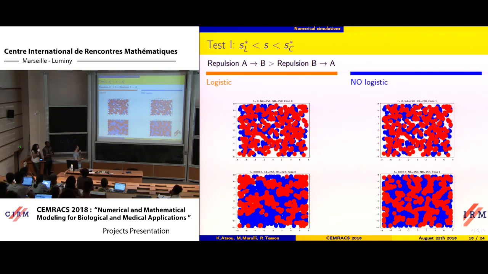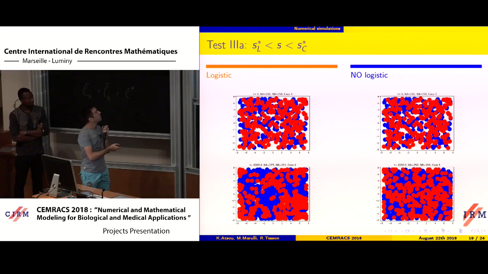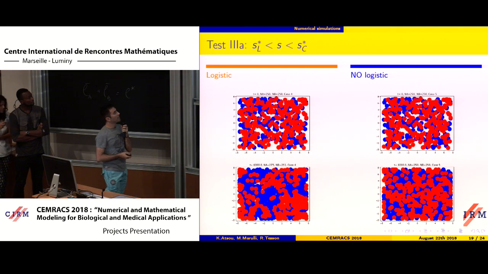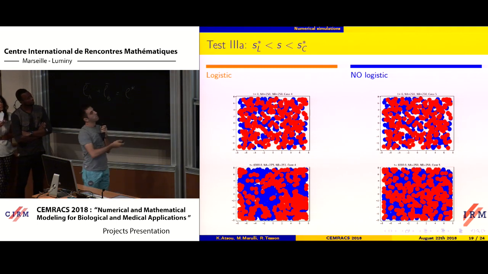A thing that I've not said is that in all simulations we begin with 250 cells of type A and of type B. In the second case, it's still the same. You are supposed to observe no aggregation with the logistic and aggregation without the logistic, but in this case the populations A and B divide in the same way. And again, we observe some aggregation with the logistic growth, which is not predicted by the macroscopic analysis.